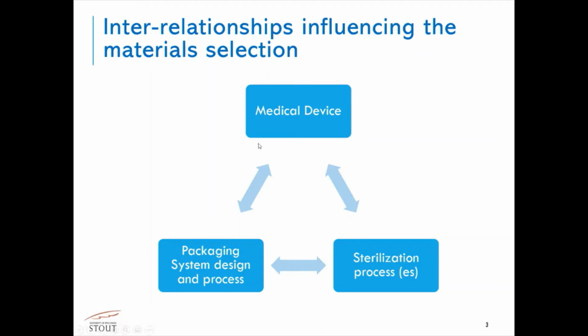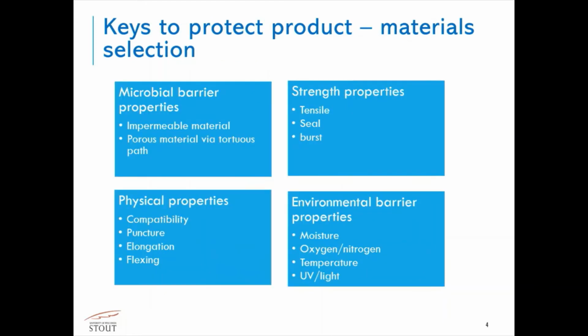So first, I want us to look mainly at this triangle on the left side: how the packaging or sterile barrier system will protect the medical device. Then we'll come back to the sterilization process. With that, we're talking about the key properties that can protect the medical device when we're choosing packaging materials. We're looking for three main properties.